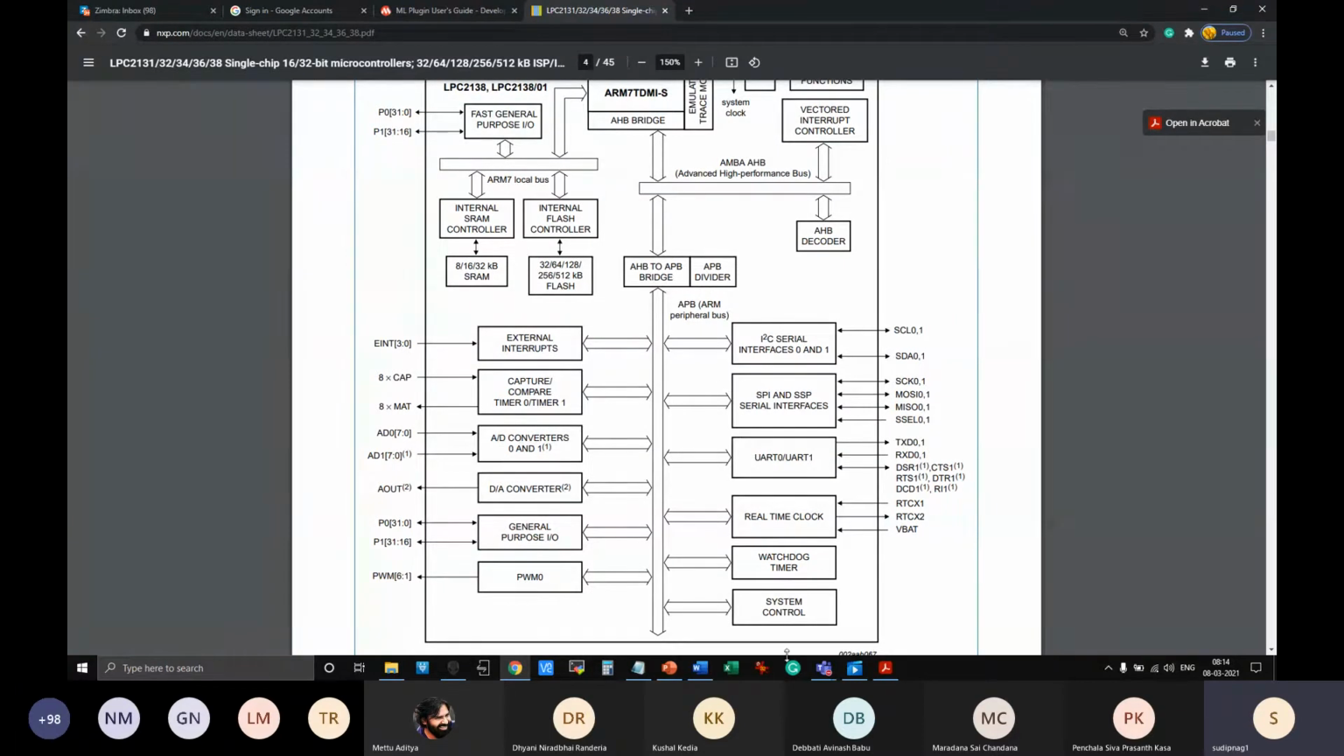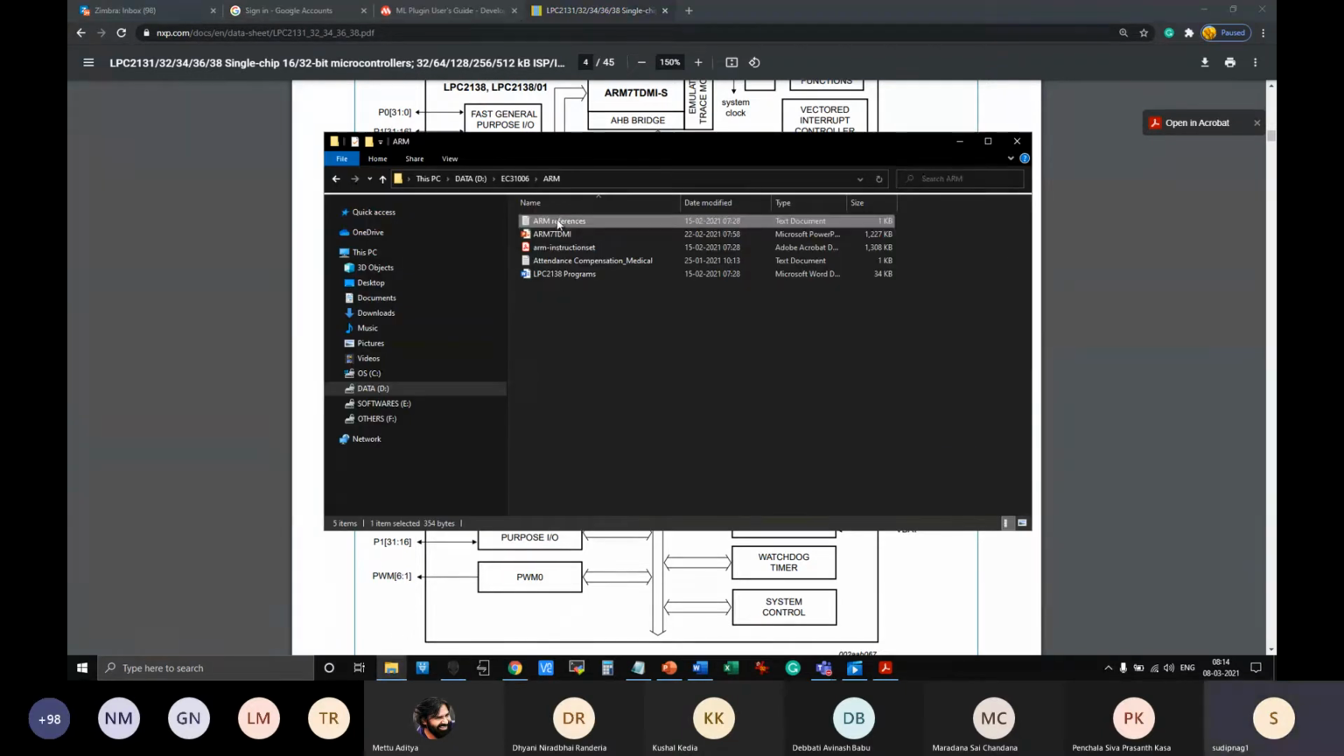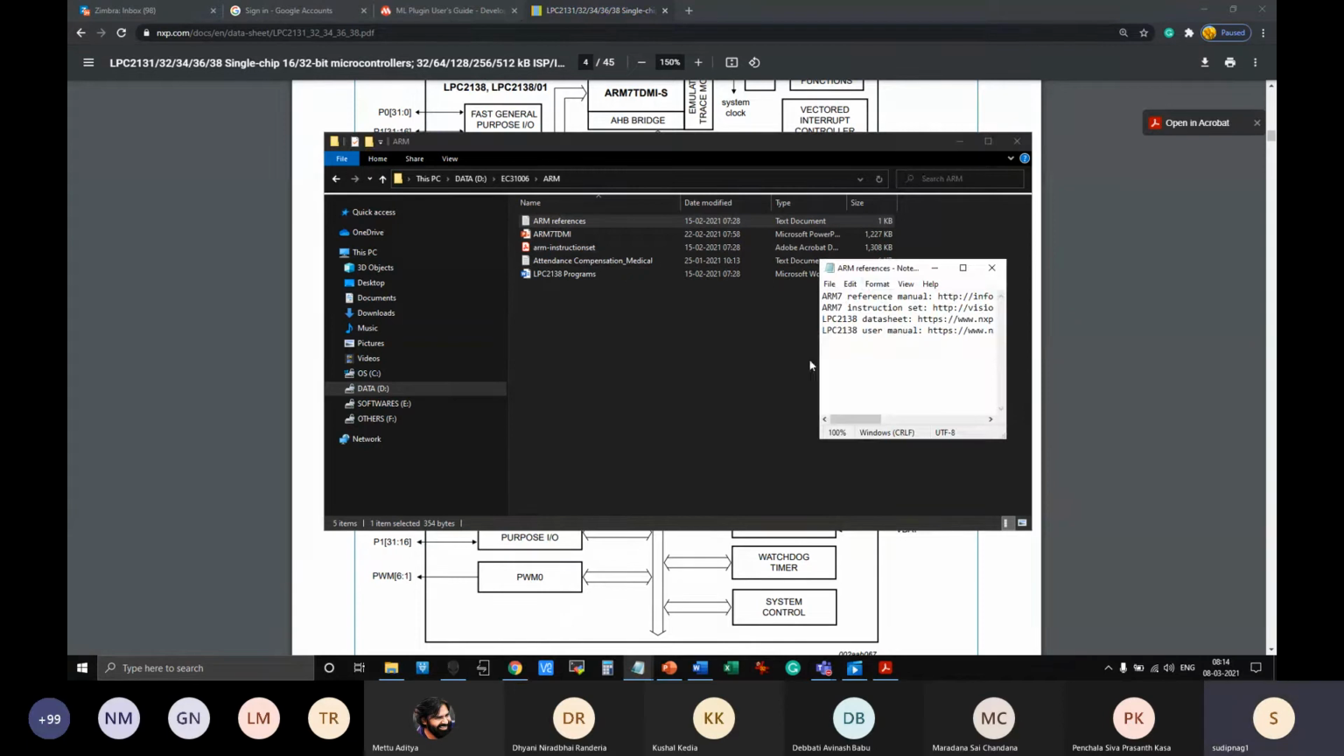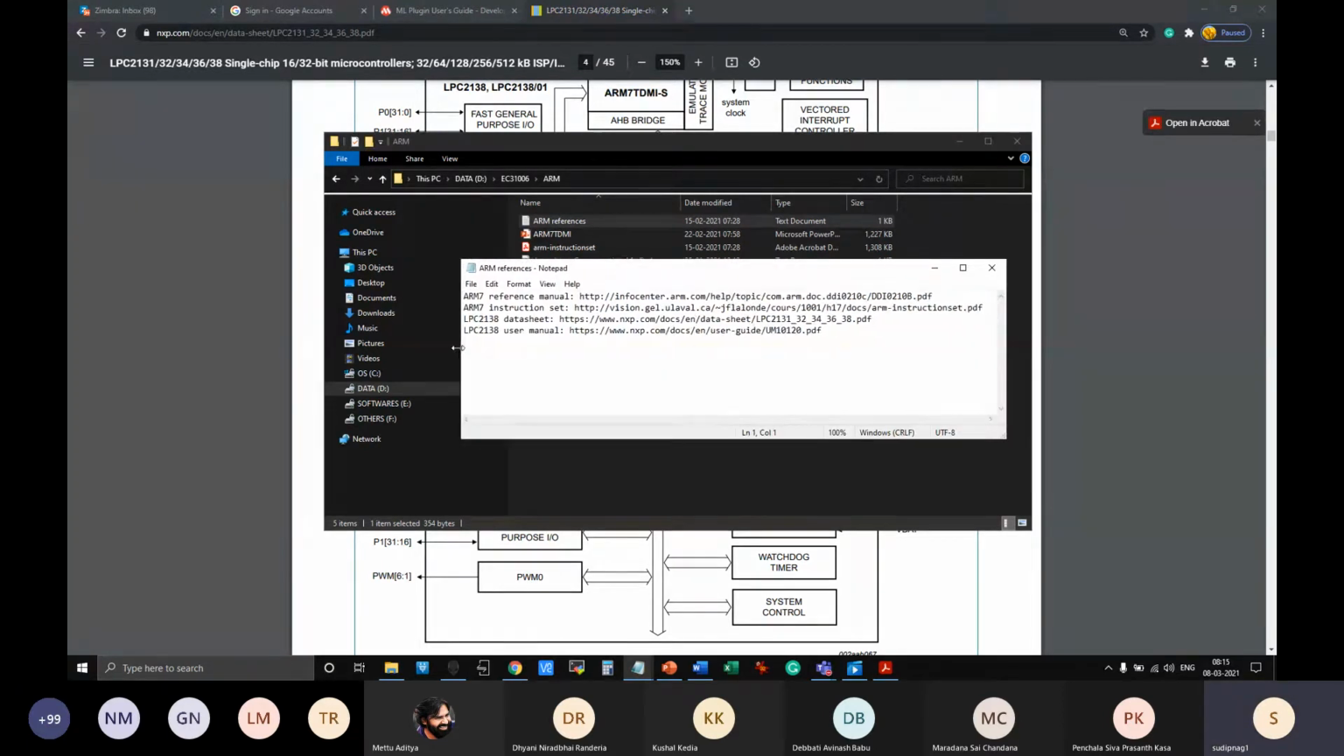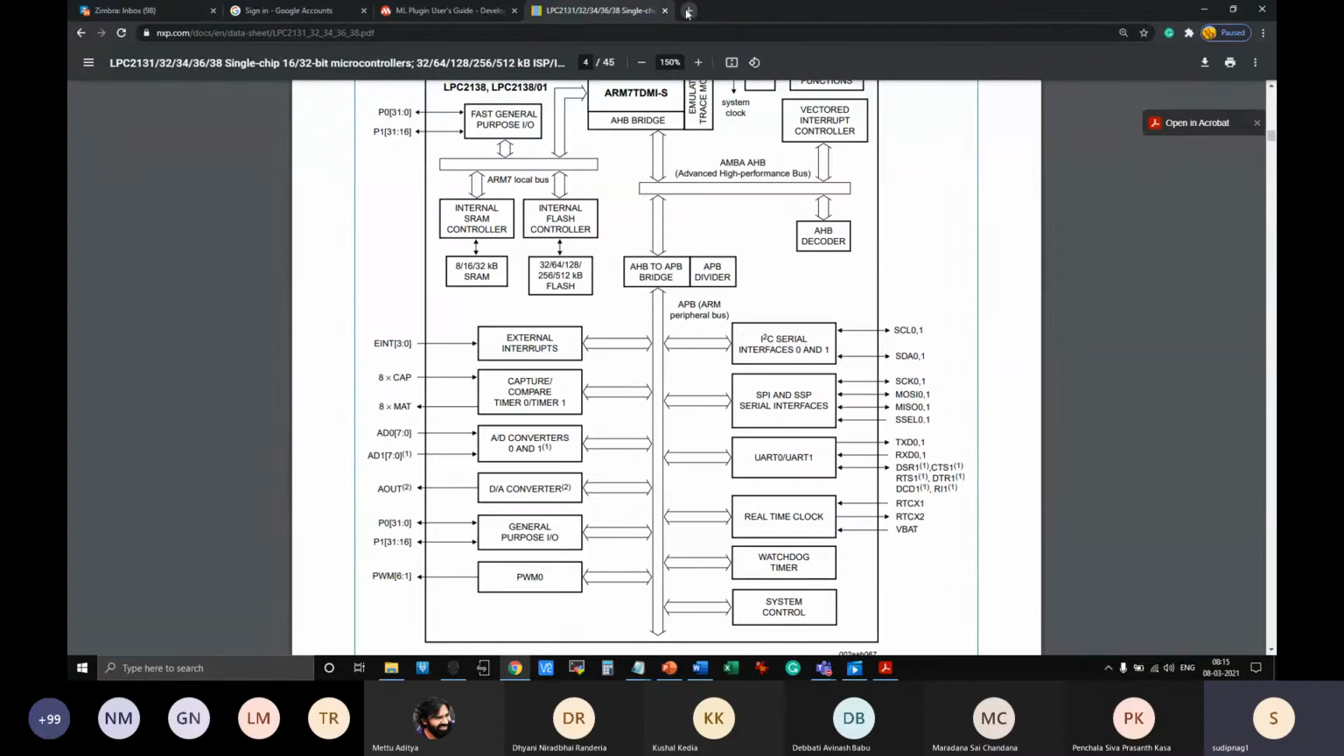Okay, so I will actually give you a short tour of how some of those look. I just noted the PDF link to the user manual. So you will go to the user manual of this particular chip.